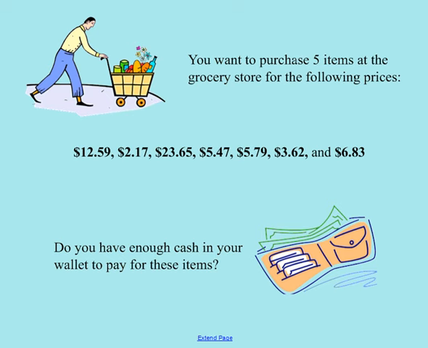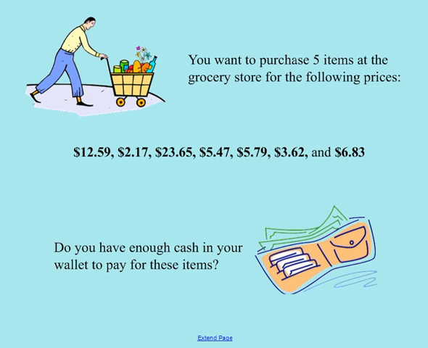You want to purchase 5 items at the grocery store for the following prices: $12.59, $2.17, $23.65, $5.47, $5.79, $3.62, and $6.83. Do you have enough cash in your wallet to pay for these items? Well, as you saw in the previous example, one quick way to do this math is to round each item to the nearest dollar. Let's try this again.